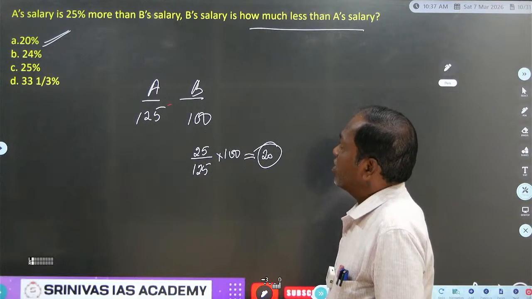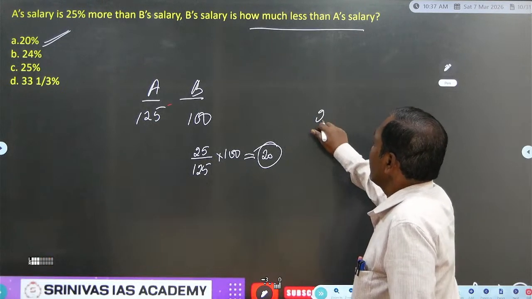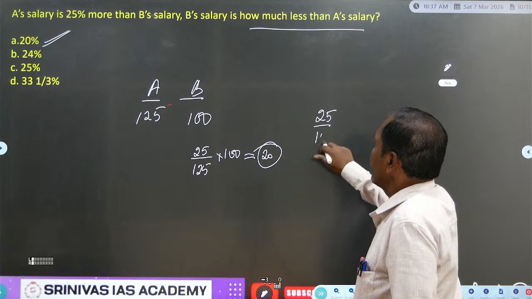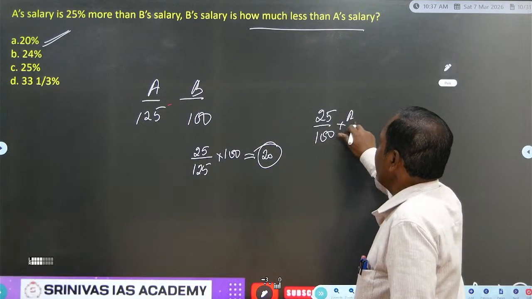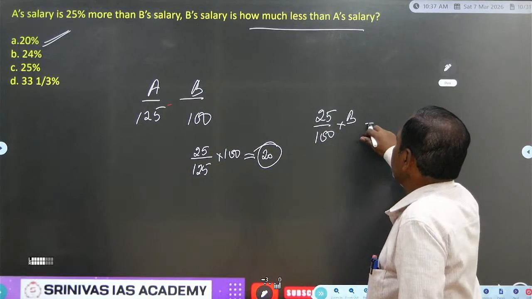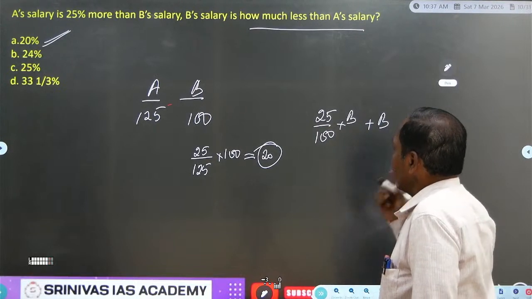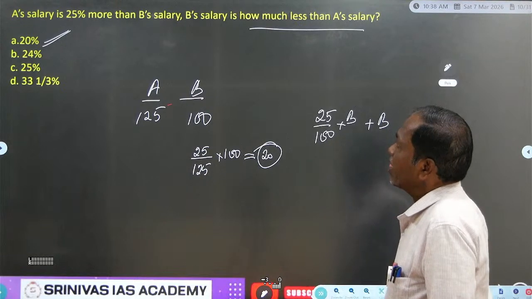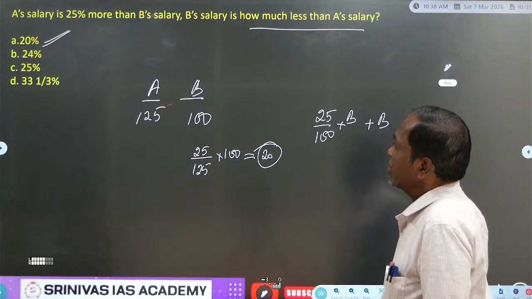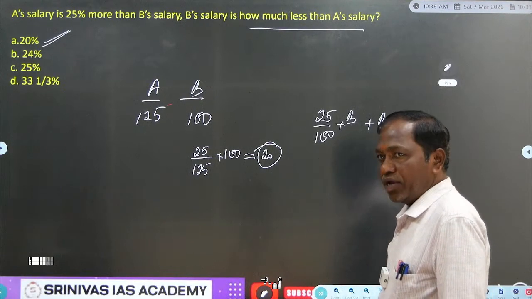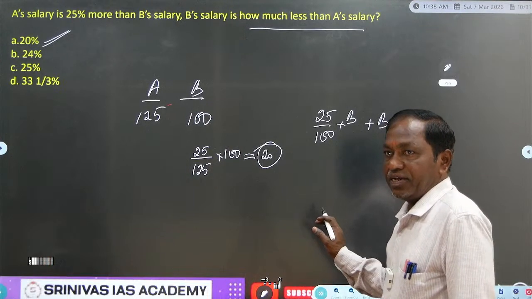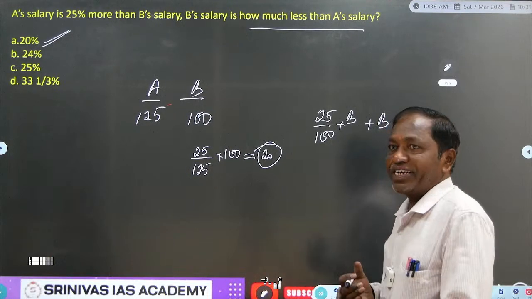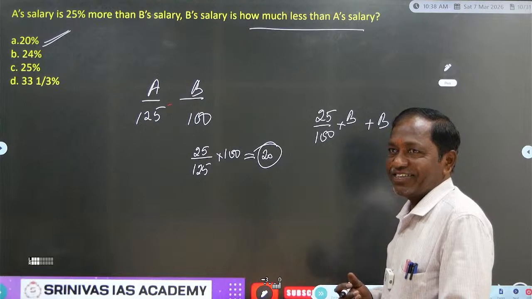Correct, sir. 25 by 100 into B plus B. Now, why did you write this 25 by 100 into B? Sir, because you are implying B's salary. Okay, but the equation is right, but this becomes more complicated. How do you solve that, sir?